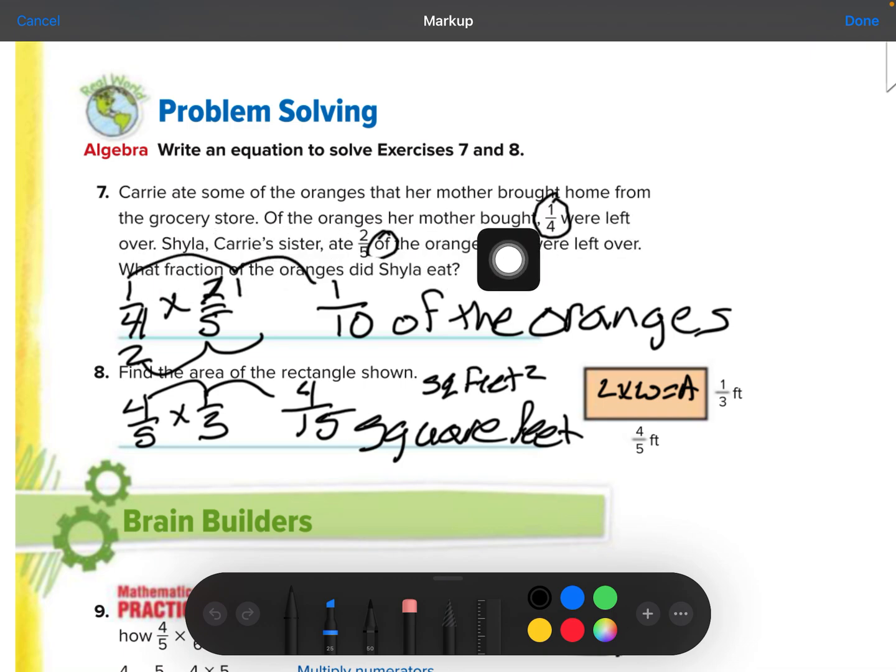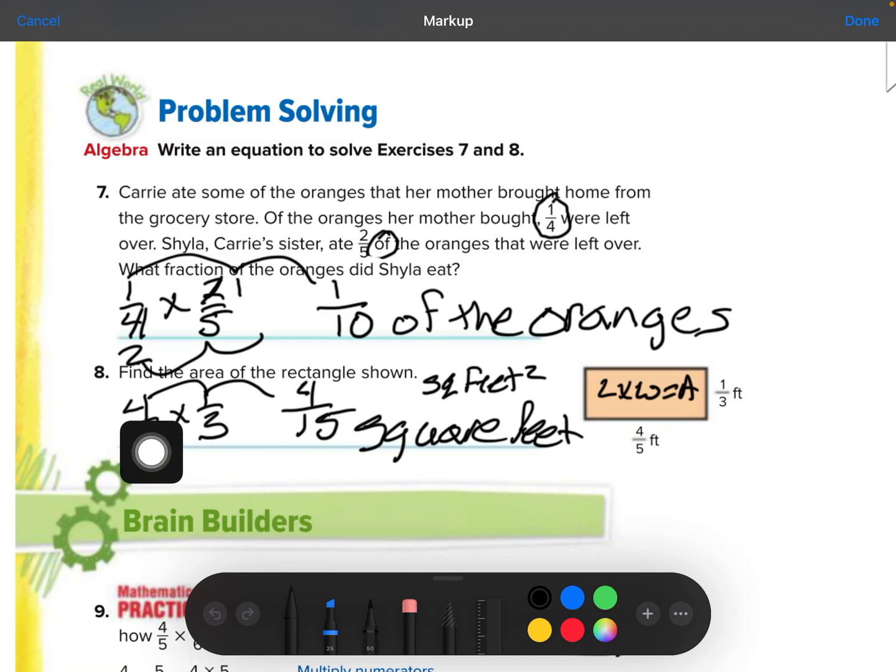Number 7, Carrie ate some of the oranges that her mother brought home from the grocery store. Of the oranges her mother bought, 1/4 were left over. Shyla, Carrie's sister, ate 2/5 of the oranges. Okay, the of tells us that we are multiplying. So we do 1/4 times 2/5. And right away I can see that 4 and 2 can be simplified. 2 can go into 2 once, 2 can go into 4 twice. Then I can do 1 times 1 is 1. 2 times 5 is 10. So 1/10 of the oranges is the fraction that Shyla ate.